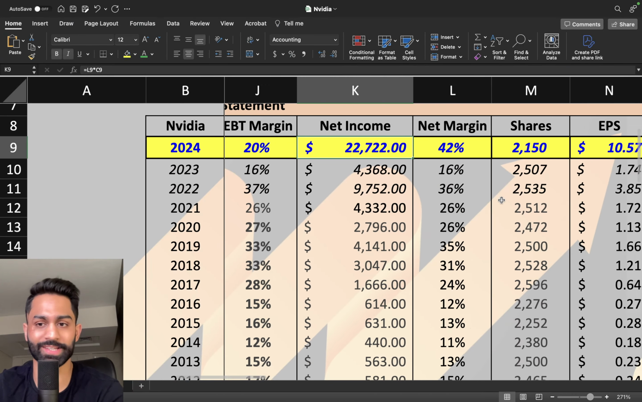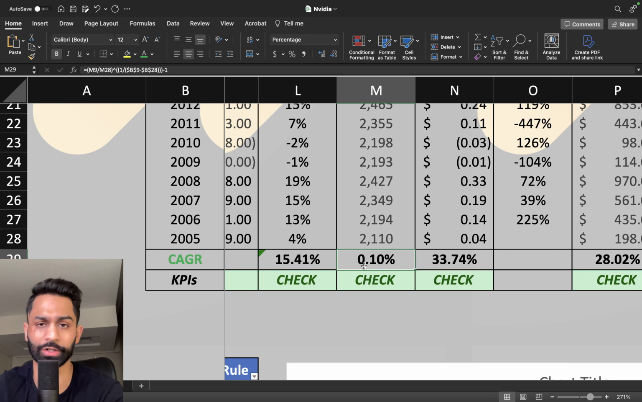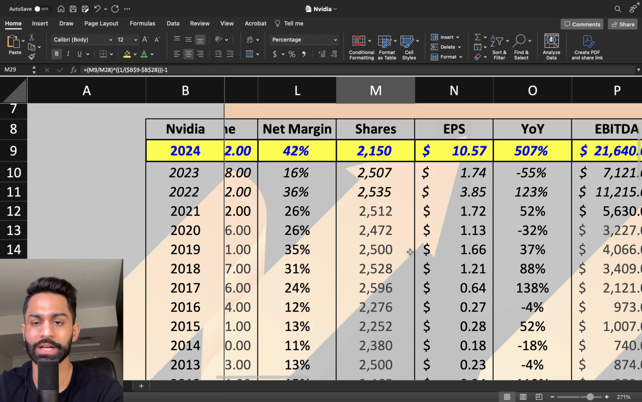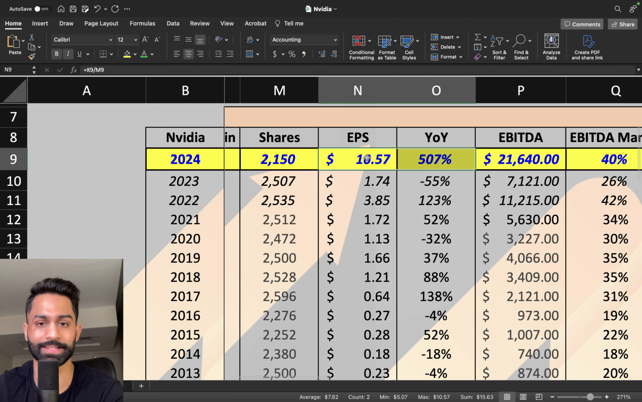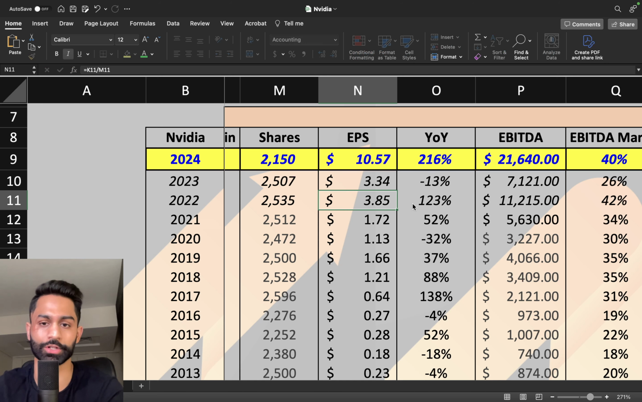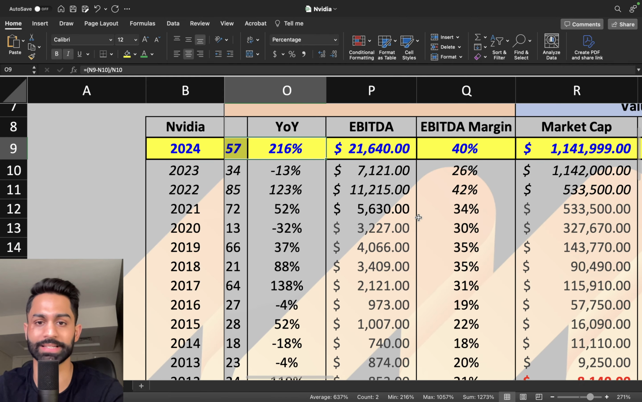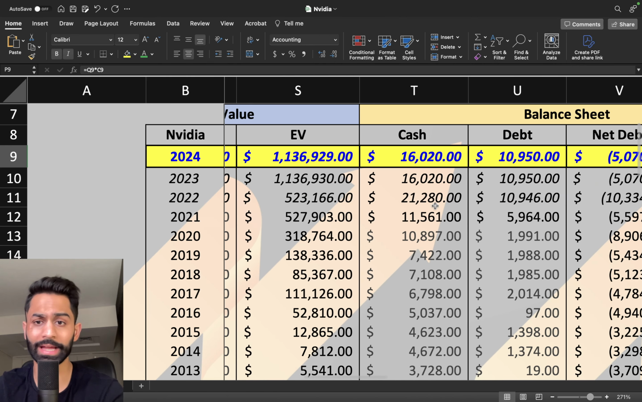So that's the 22.7 billion. Shares outstanding have basically been flat. If you take a look at the last 20 years, they haven't really done a lot of share buybacks or issuance, 0.1%, that's pretty nominal. And we've got earnings per share, like I said, $10.57. 2023 was a little bit over $3.34 actually, so this should really be about a 200% increase, or almost 3 times. EBITDA 21.6 billion. And everything is phenomenal, right?